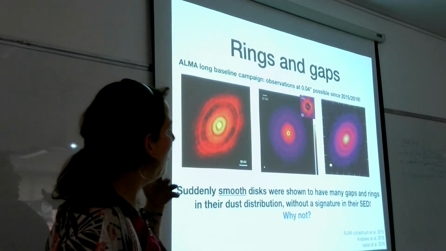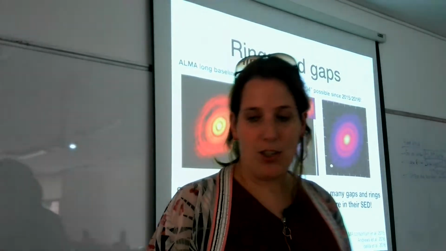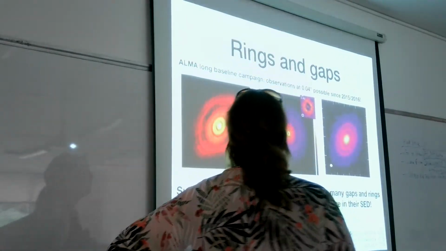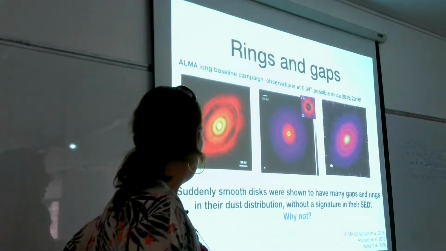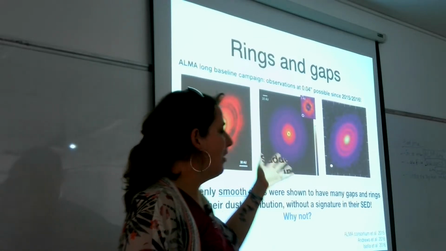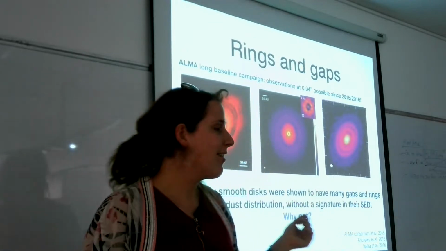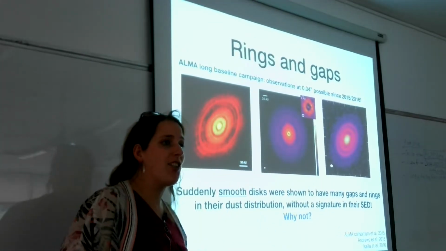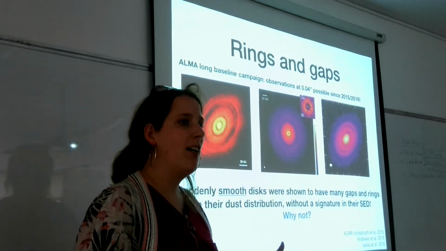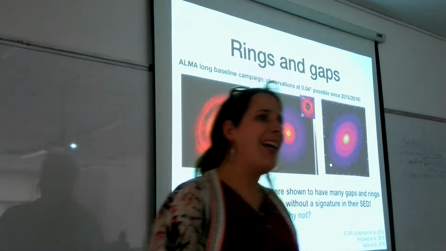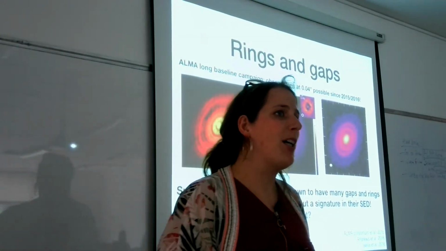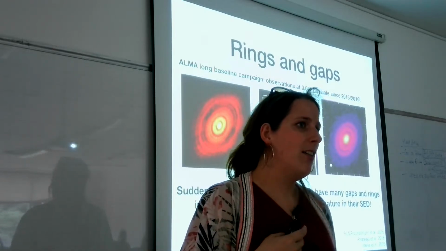Also in these other disks, what we see in high angular resolution is that there are many of these narrow gaps present in the dust distribution. And what's interesting is that these ring disks or gap disks don't have any signature in their SED. Their SED just looks like a full disk. So why is that? Can you think of why there is no gap, no dip in the infrared part of the SED in such a disk?